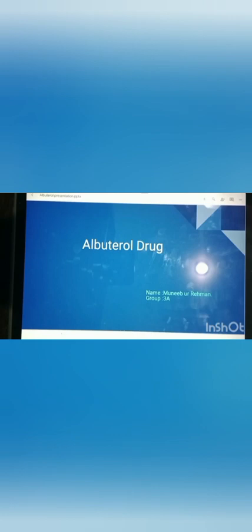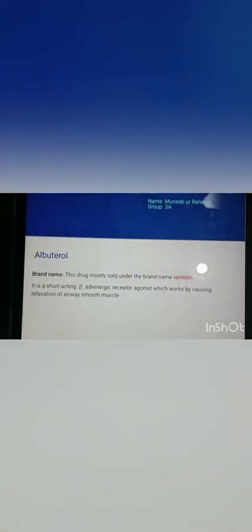Albuterol drugs. Today we discuss albuterol drugs. As we know, every drug has different brand names according to region and country. Albuterol is mostly sold under the brand name Ventolin. It is a short-acting beta-2 adrenergic receptor agonist which works by causing relaxation of airway smooth muscles.